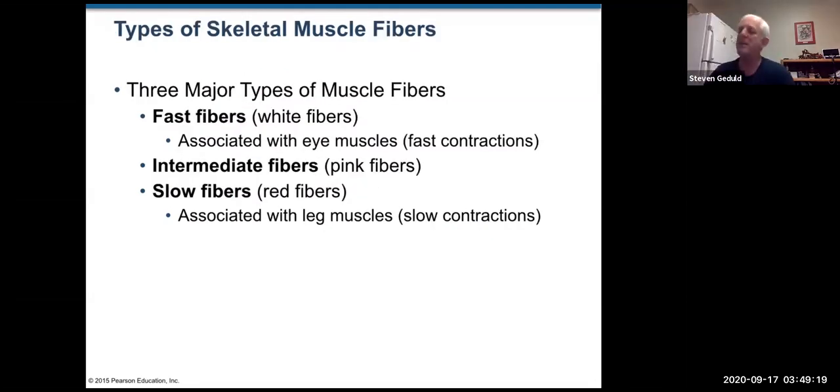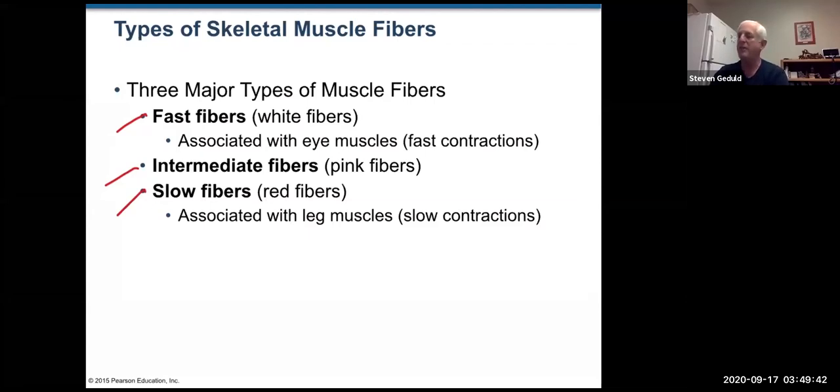All right, there's 3 types of muscle fibers, 3 major types. There's fast fibers, there's slow fibers, and there's what's called intermediate fibers. Now you can guess what they do. Fast fibers contract really fast, really quick reactions. Intermediates are kind of between the two, and slow fibers are long marathon distance muscles. All right? So fast fibers are your white fibers. They're associated with eye muscles where they have extremely fast contractions.